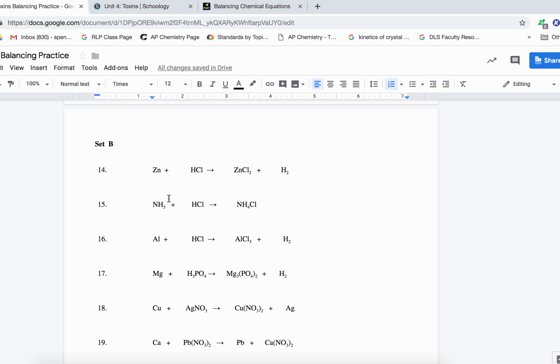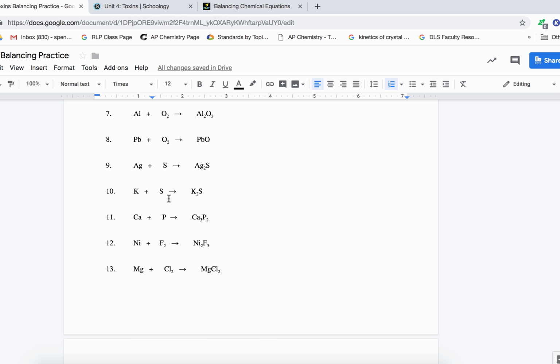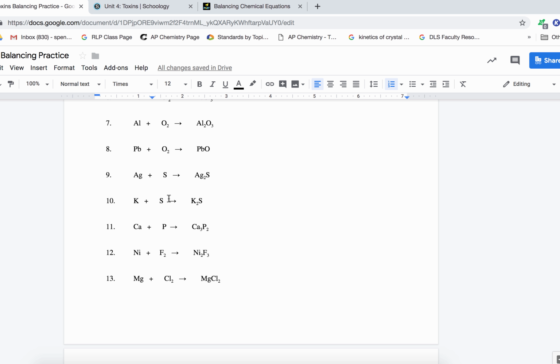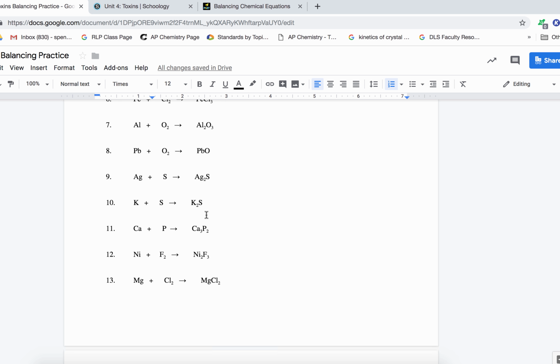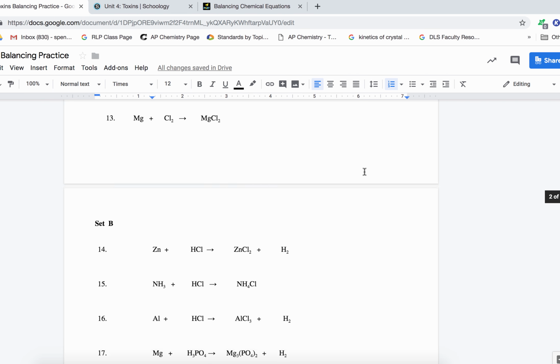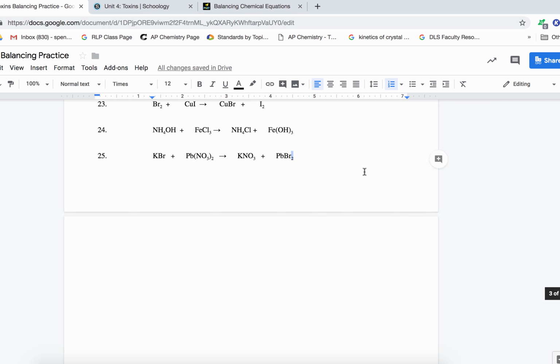Once you've done those, you can do them on a sheet of paper and take a picture of them and submit them with both of your names. You can work in groups, but groups need to be no larger than 2, and submit them to me via Schoology. Look forward to seeing good results on this assignment.